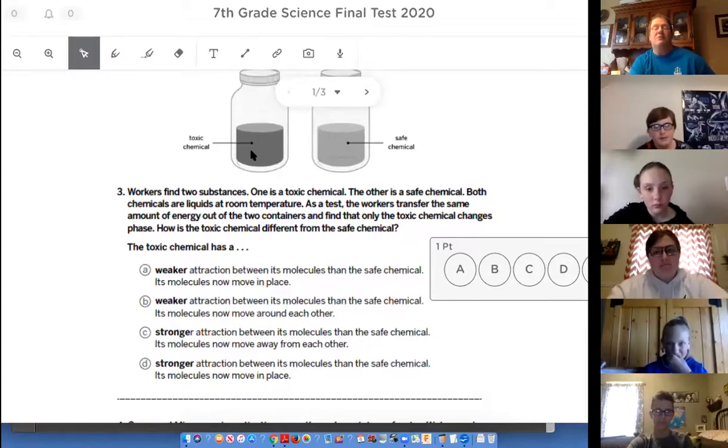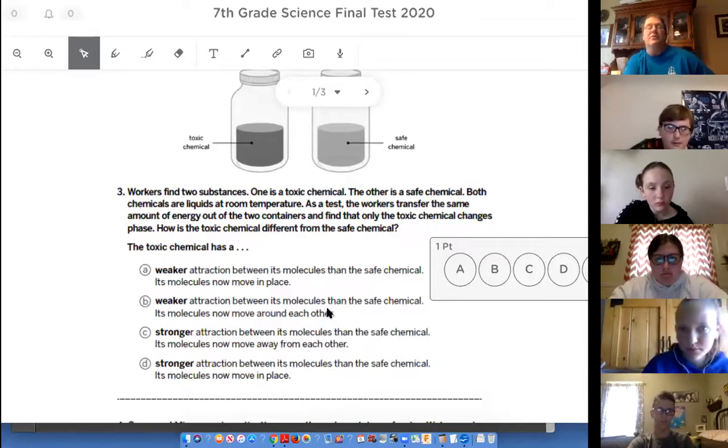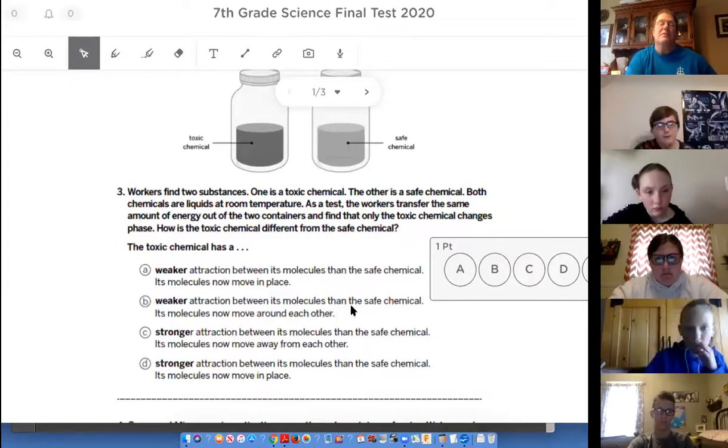Remember, they're both liquids to start, and they took energy away. So they were already moving around each other in the liquid phase. So that should take away two choices on number three.